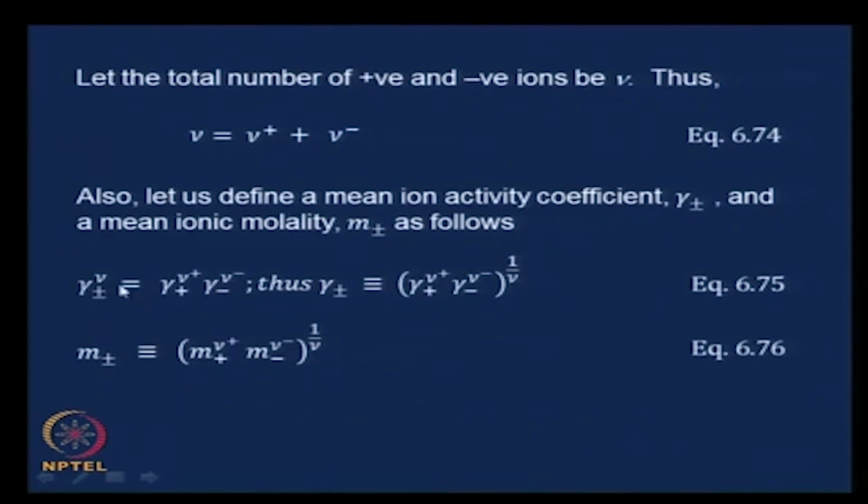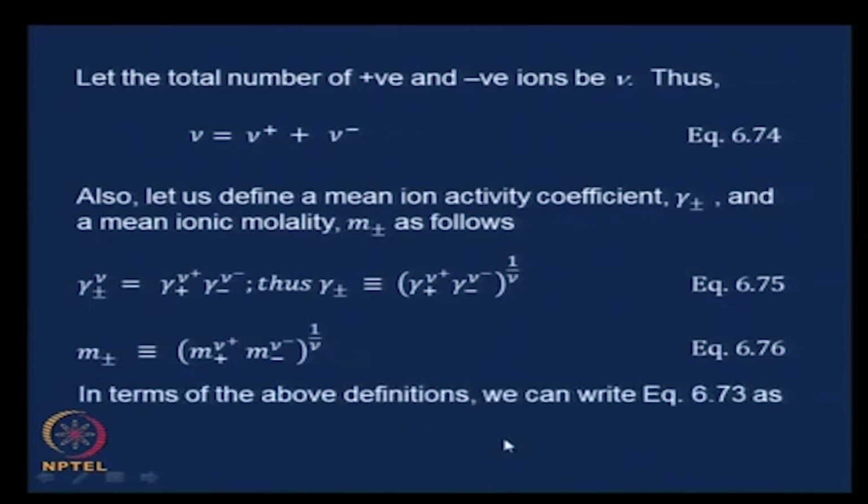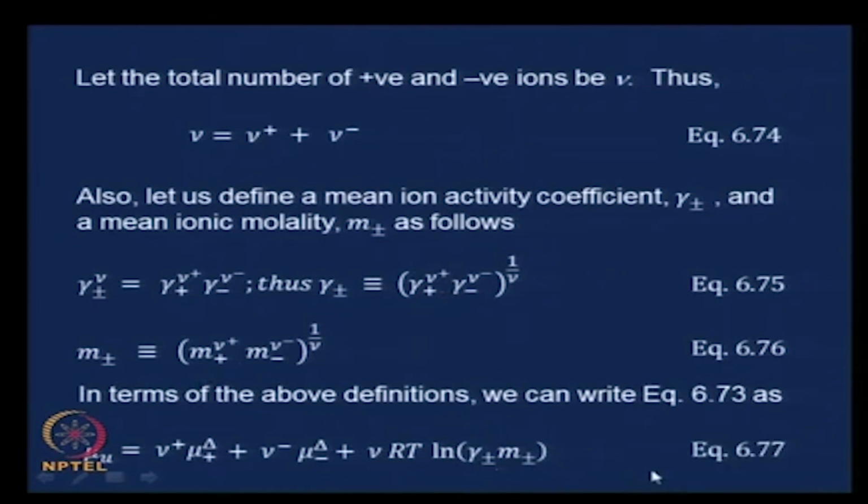That is 676, and therefore using the mean values in terms of the above definitions, we can write the previous equation as nu mu equals nu plus mu plus triangle, the standard value, plus nu minus mu minus triangle plus nu RT ln of gamma plus minus m plus minus. These are the mean values that we have defined here. Let us call this equation 677.